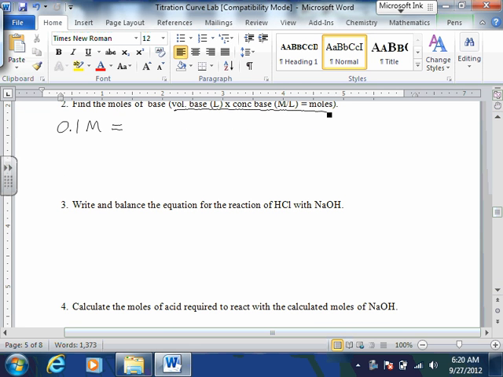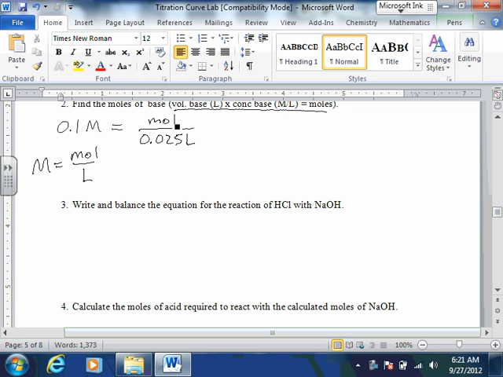It's saying volume of base in liters times the concentration of the base is equal to moles, okay? So we know our molarity equation here. Molarity equals moles over liters, okay? We know the molarity of our base. Hypothetically we had to add 25 milliliters, so that's 0.025 liters. And we just need to find our number of moles. So you take the 0.025 liters times 0.1, that's going to give you your number of moles, okay?